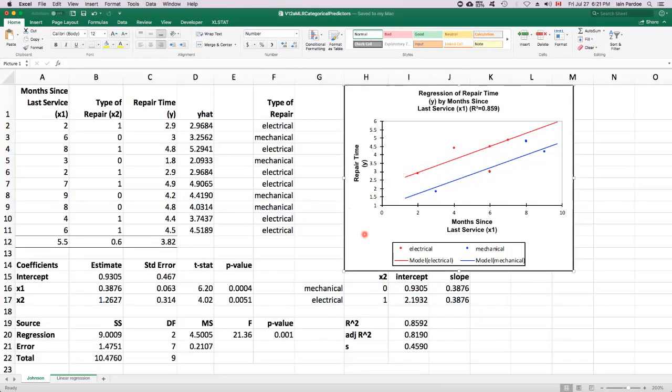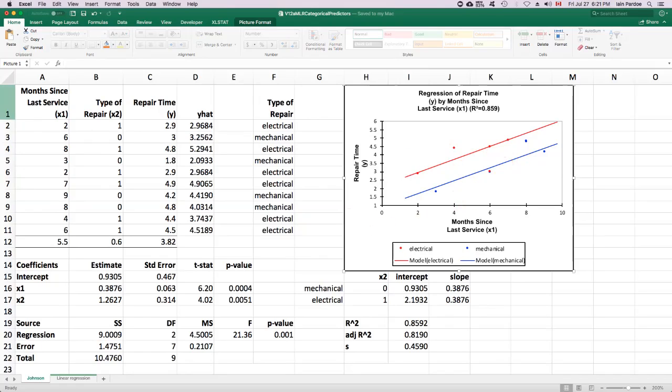So that's a good way to think about this particular model when we have one quantitative predictor and one qualitative predictor, and we've used an indicator variable to fit the model. It gives us results that are equivalent to two parallel lines.